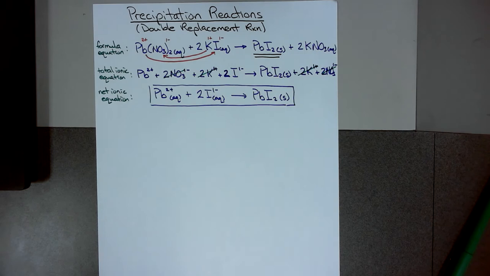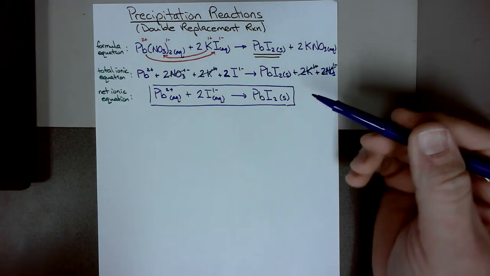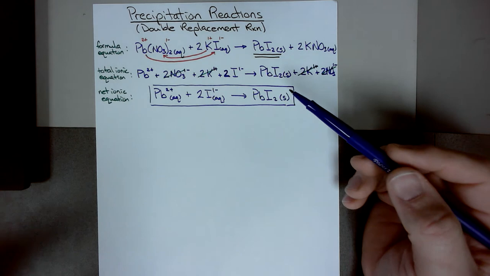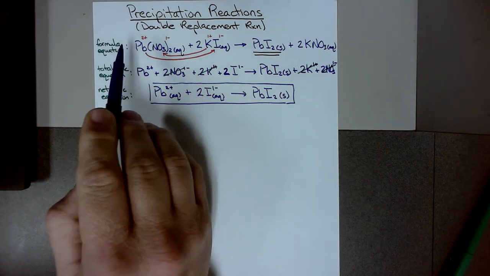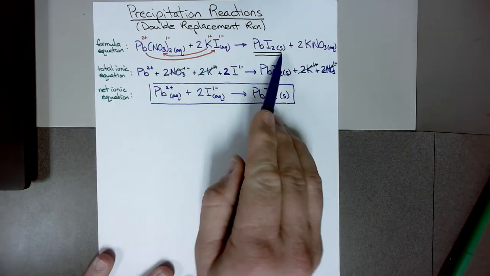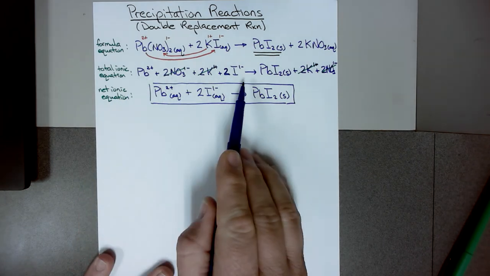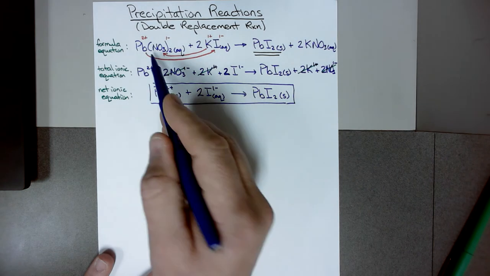Now, a lot of times on exams or in other cases, most of the time you'll get asked for a formula equation and the net ionic. We don't usually ask for a total ionic. The total ionic is just showing you what we have.